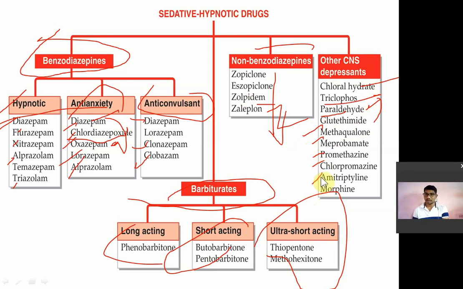chlorpromazine, amitriptyline. So these two: chlorpromazine is an antipsychotic drug also. Amitriptyline is nothing but the tricyclic antidepressant. Promethazine is nothing but the H1 receptor blocker. So we'll see now individual drugs. Drug के बारे में देखेंगे.